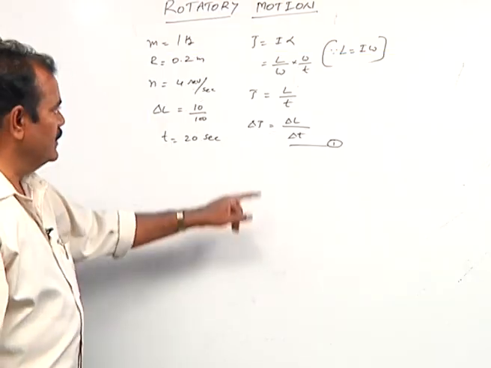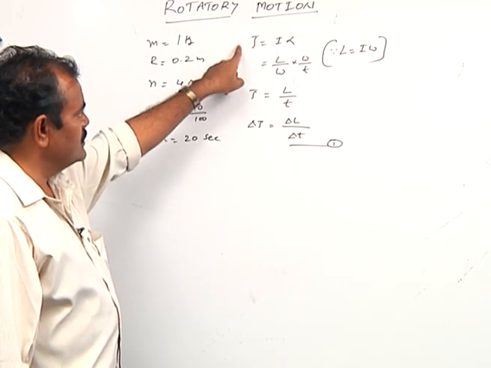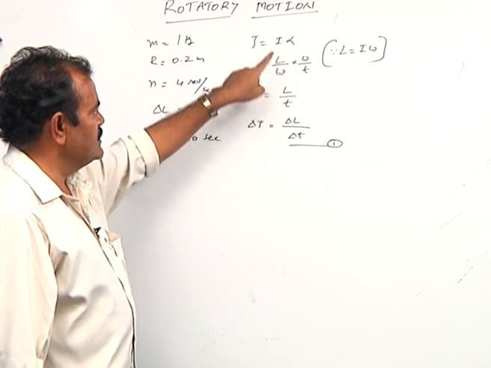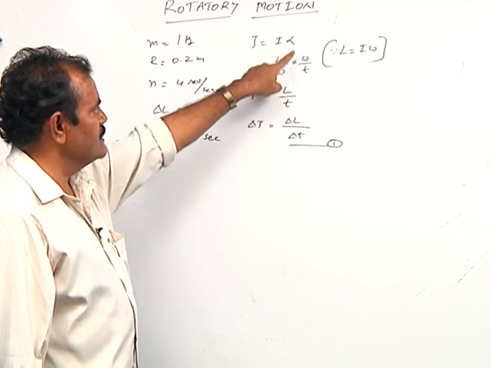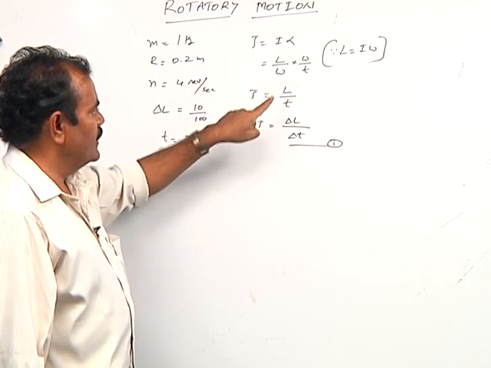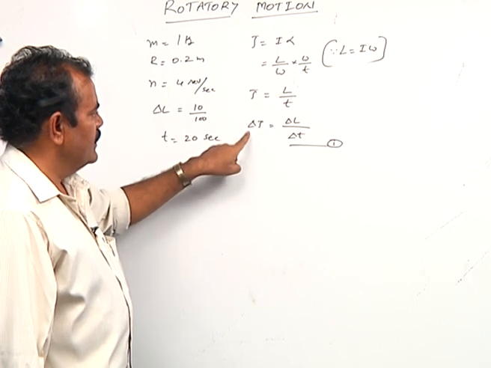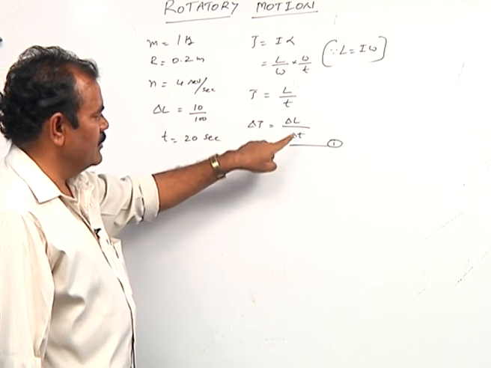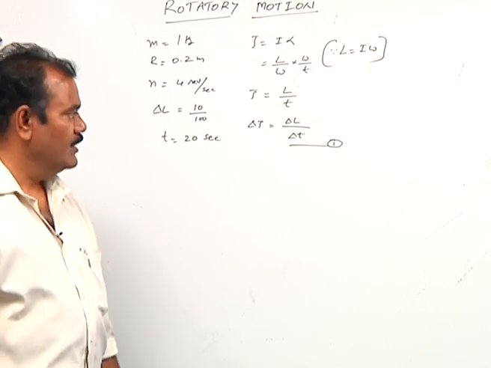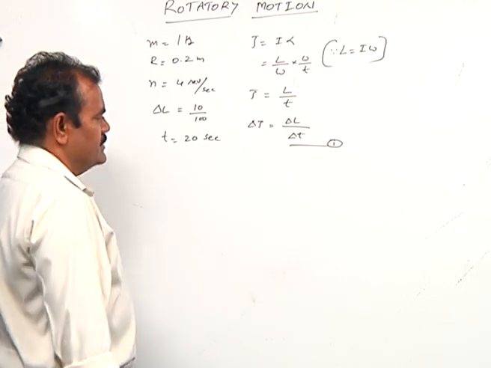Once again, we derived this formula. Torque is equal to I alpha, I is equal to L by omega, and alpha is equal to omega by t. After cancelling, it becomes L by t, so torque is equal to delta L by delta t. That is the first equation. Now we have to find delta L separately.